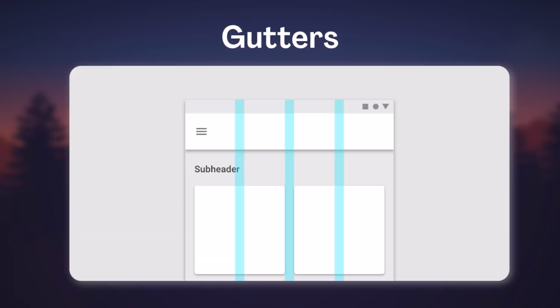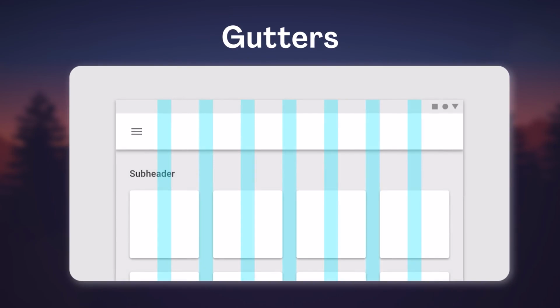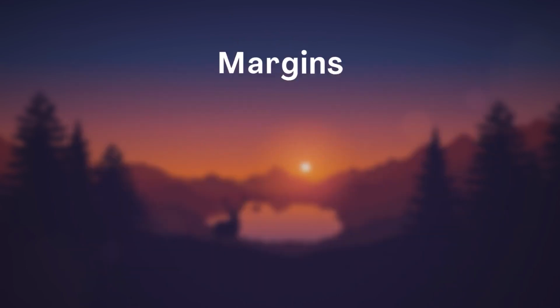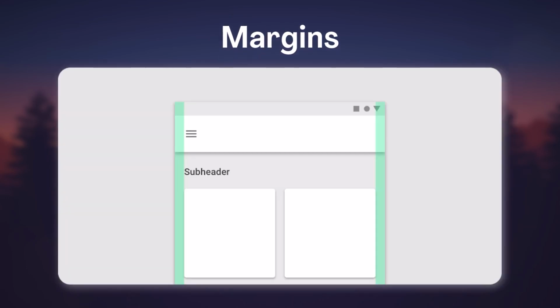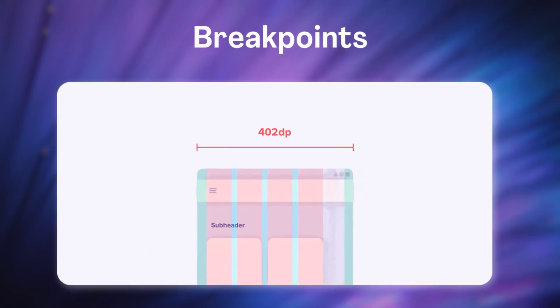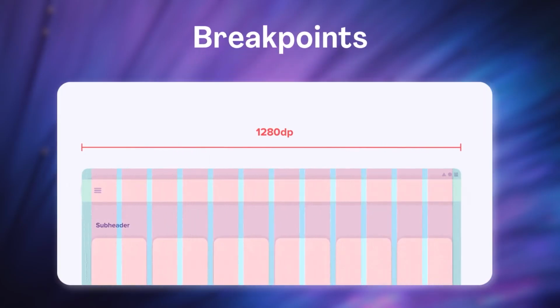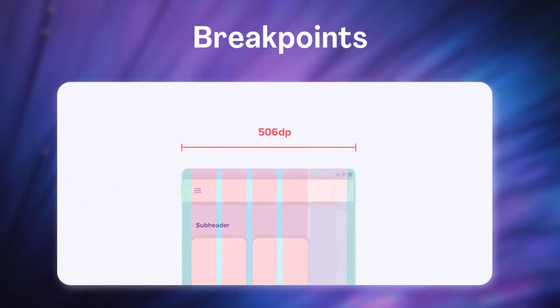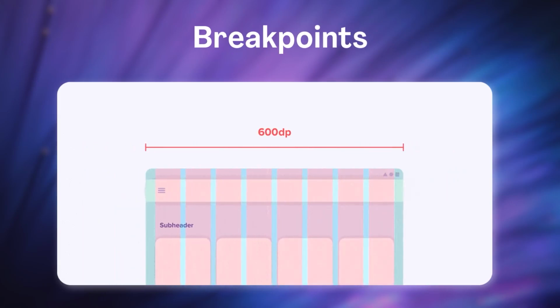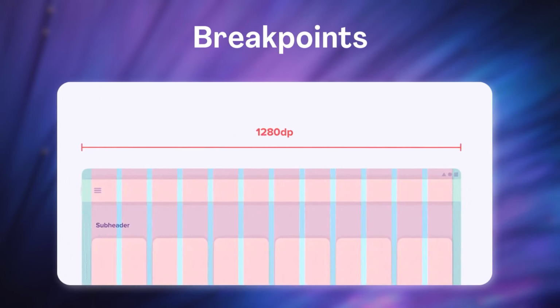Gutters are the spaces between columns and serve as a visual separation, preventing the UI elements from appearing too crowded. They contribute to the overall readability and aesthetic of the layout. Margins also play a crucial role in responsive layout grids. They define the space between the outer edges of the screen or the container and the columns. The margins create visual breathing room and help establish a sense of hierarchy within the layout. Now let's talk about the breakpoints. Breakpoints are specific screen widths where the layout grid adapts to the different devices. They define points at which the number of columns, gutter sizes, and even margins may change to accommodate varying screen sizes.